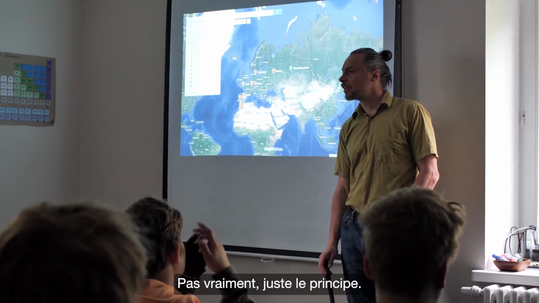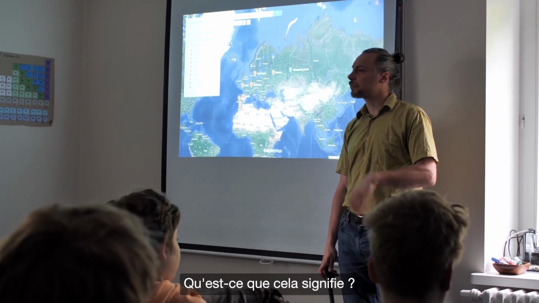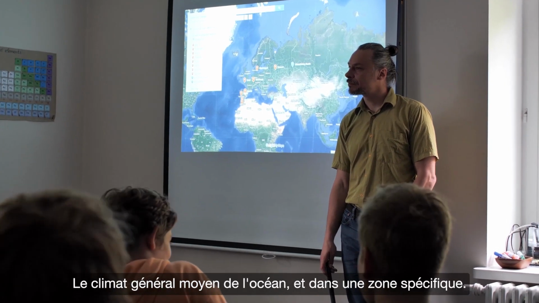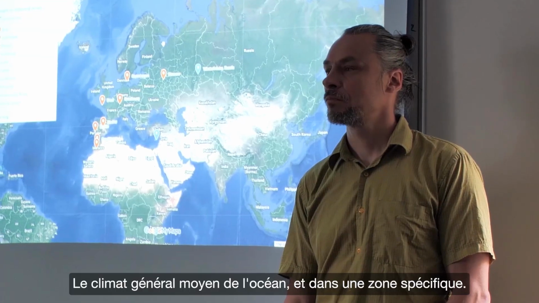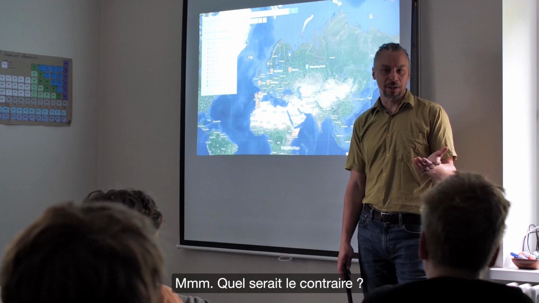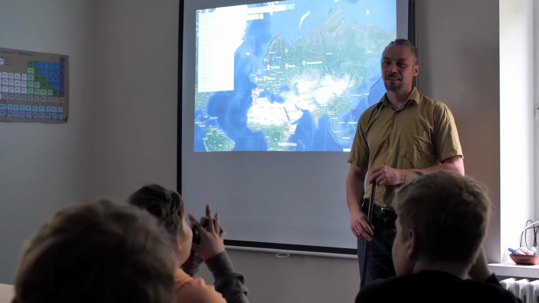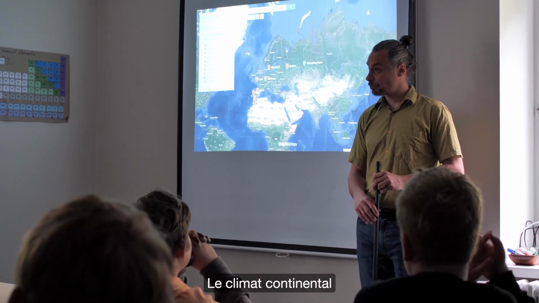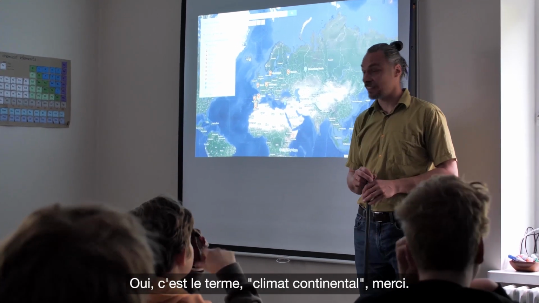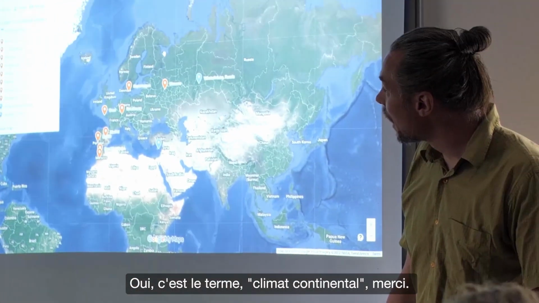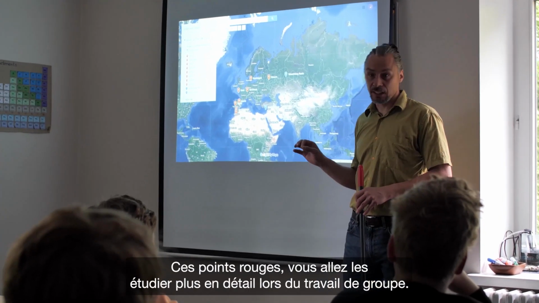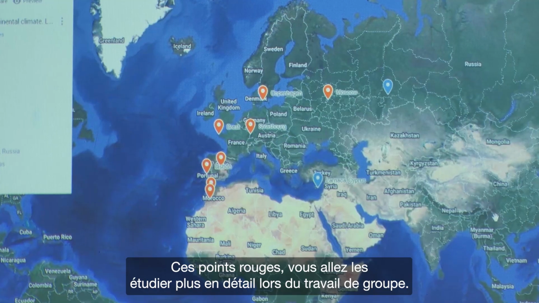Not really, but it's pretty simple. What do you think? What would it mean? Climate, general average climate of the ocean, and in specific areas as well. What would be the opposite of that? The climate of the land. Continental climate. Yes, continental. That's the term, actually. And these red dots are case studies that you will dig a bit more deeply into.